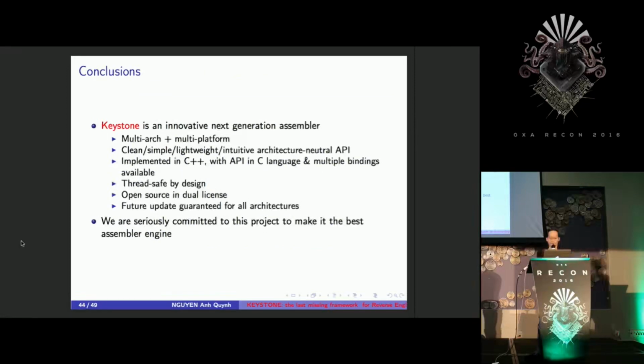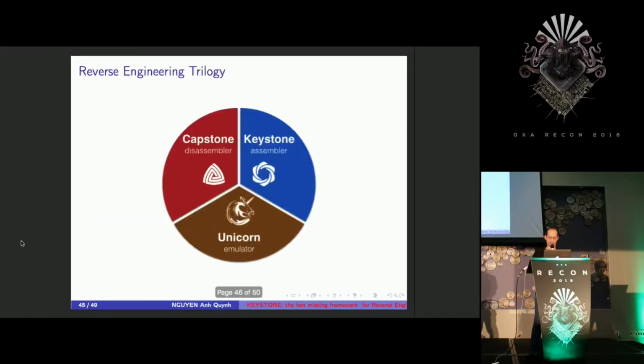So conclusion: Keystone is the next generation assembler framework, supporting all CPUs, multi-platform, with a very simple and clean API, easy to use, easy to build your tools, open source. And future updates are guaranteed because it's built on LLVM. So whenever LLVM adds or updates something, I can port it back to Keystone. And we are seriously committed to the Keystone project, and we want to make it the best assembler engine for the community.